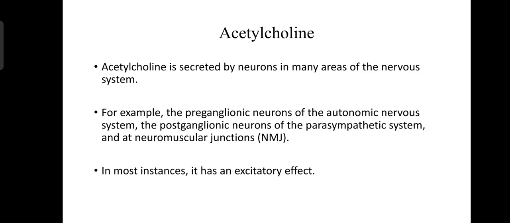Now let's talk about examples of these small molecule, rapidly acting neurotransmitters, and one of the most common examples is acetylcholine. It is important to know that acetylcholine is the only neurotransmitter at the neuromuscular junction, which is the synapse between the motor neuron and the skeletal muscle. It is also released from preganglionic neurons of the autonomic nervous system and the postganglionic ones of the parasympathetic system. Most of the actions of acetylcholine are excitatory.